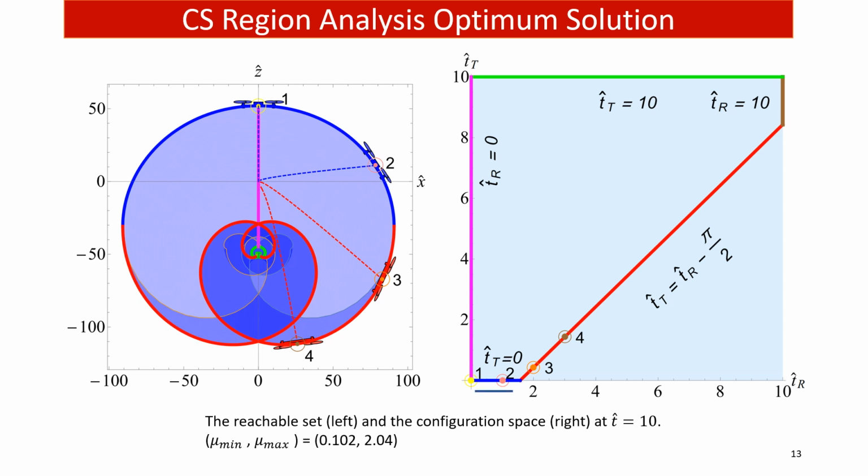The blue line is when the drone moves in full thrust always. The green line is when the drone moves with minimum thrust always. The magenta line is when the drone moves straight always. The brown line is when the drone rotates always. And the red line is when the drone moves with minimum thrust until T hat equals TR hat minus pi over 2. Then it moves with full thrust.